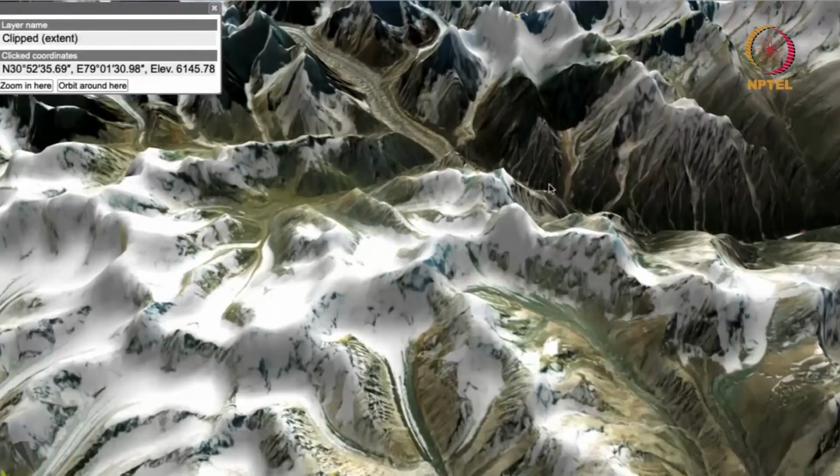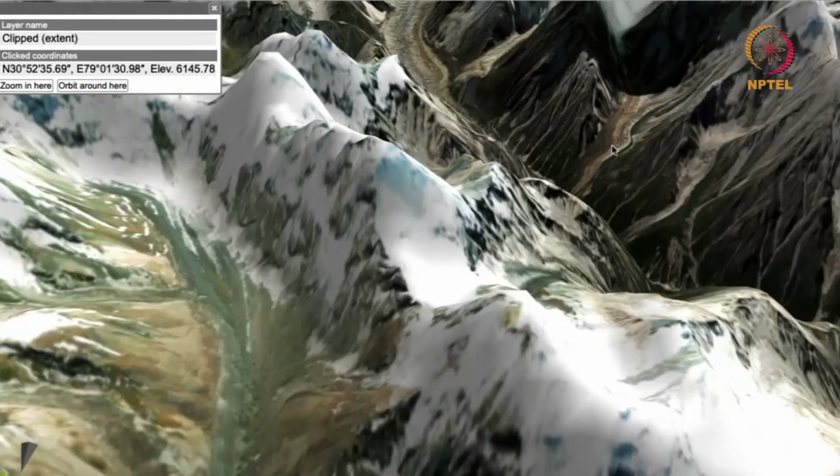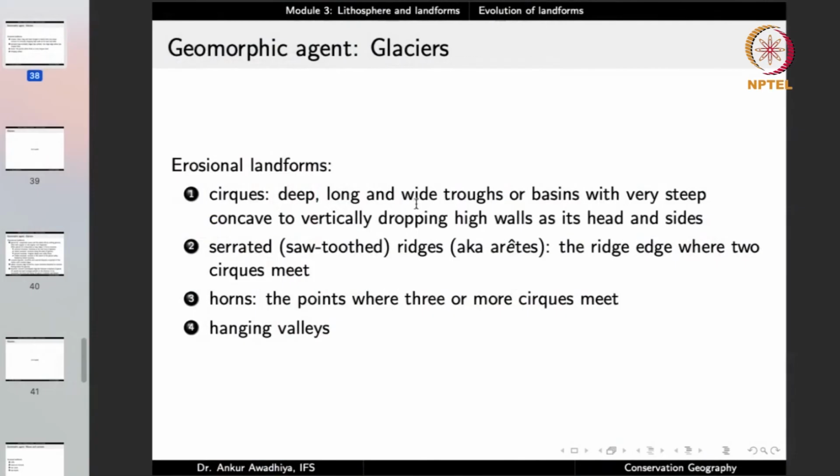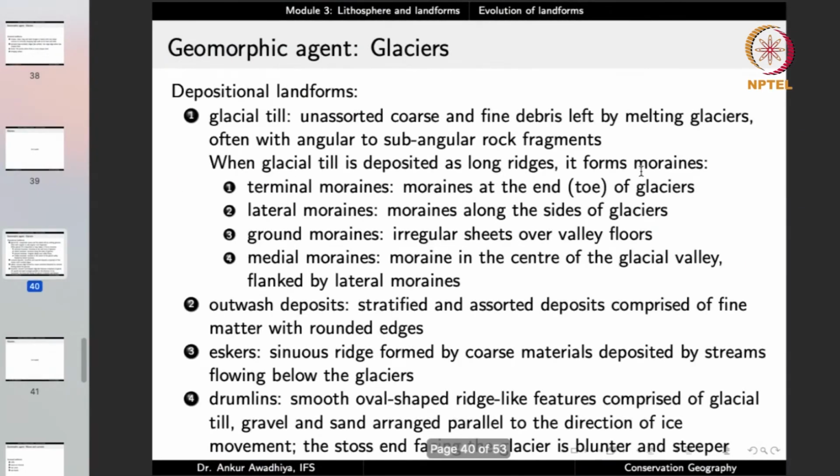This one. So in this case, you are getting a valley that sharply falls down. Here you are having a valley and then at this point it suddenly ends and it sharply falls down. So this is a hanging valley. So these are all different erosional landforms that are created by glaciers.